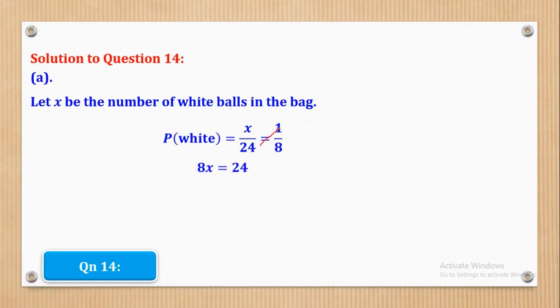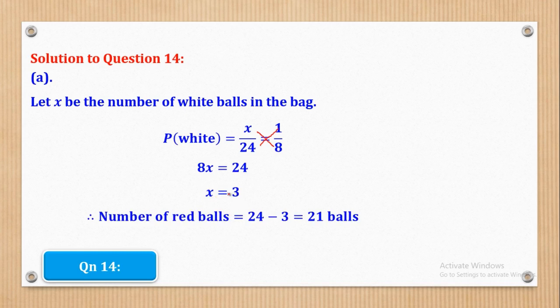So I'll cross multiply this by that, I'll come up with 8x equal to 24. When I divide by 8 both sides, I'll come up with x being equal to 3. Now that we have got the number of white balls, we can now get the number of red balls. The number of red balls will be equal to the total number, which is 24, minus the number of white balls, which is 3. Therefore when you subtract, you'll come up with 21 balls.